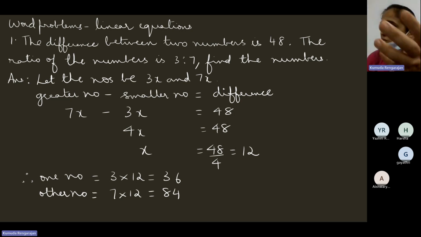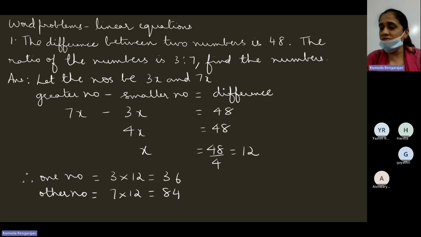Use one of these for assuming and the other one to construct the equation. So I have used the ratio of 3:7 for assuming. Let the numbers be 3x and 7x. So now you should not use it again. That's over. We've used the ratio. Let the numbers be 3x and 7x.